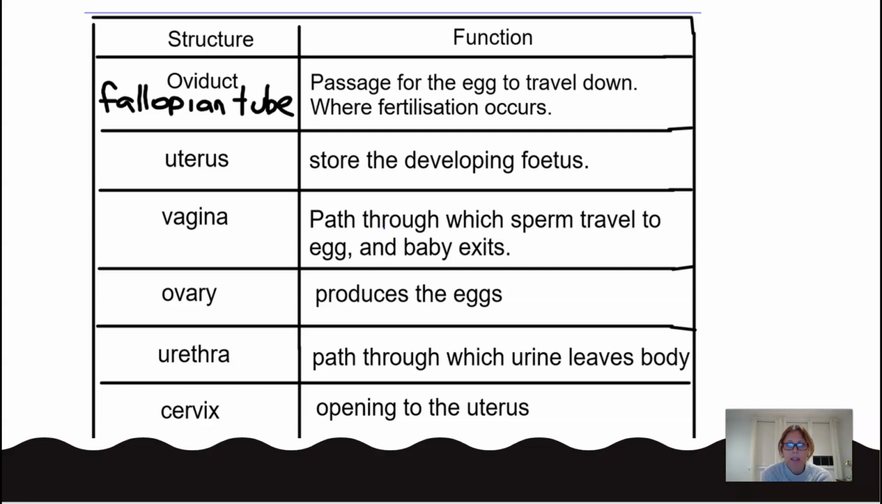So as we've talked about, the oviduct, sometimes known as the fallopian tube, is the passage for the egg to travel down, where fertilization occurs. The uterus stores the developing fetus. The vagina is the path through which sperm travels to the egg, and the baby comes out that way. Ovary produces the eggs. Urethra is where urine leaves the body, and the cervix is the opening to the uterus. So I will get you to please copy that down in your book.